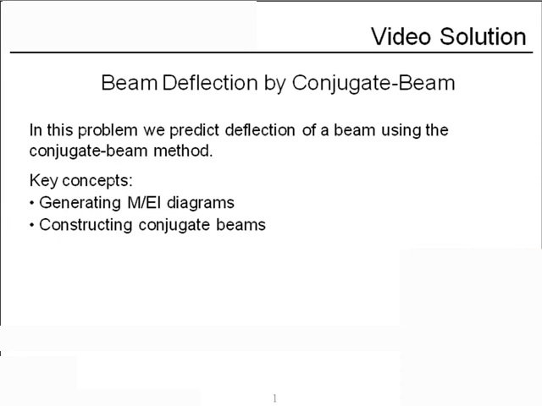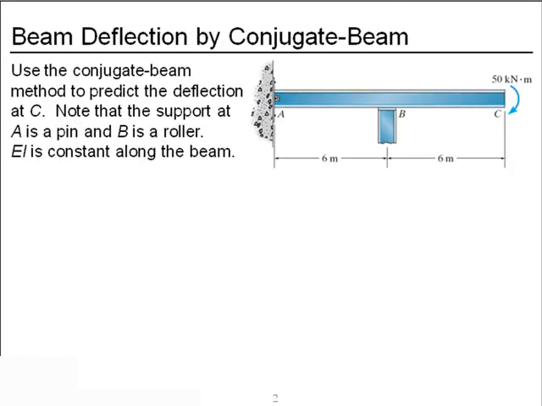The conjugate beam method for predicting beam deflection uses a fictitious beam to represent reality, and that fictitious beam requires only statics in order to ultimately predict the deflection. And that's the advantage that makes this method appealing in some cases. In this problem, we'll predict deflection of a beam using the conjugate beam method, and the key concepts we'll use are generating M over EI diagrams and constructing the conjugate beam.